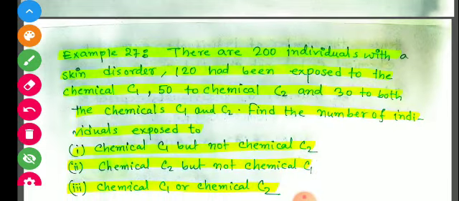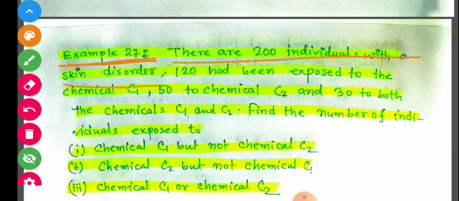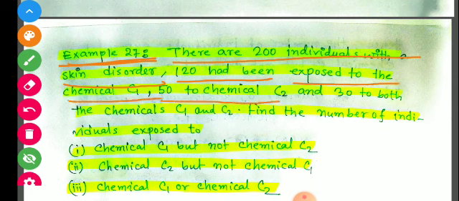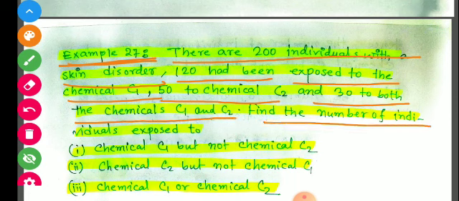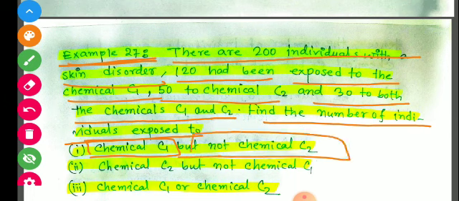Example 27. There are 200 individuals with a skin disorder. 120 had been exposed to the chemical C1, 50 to chemical C2, and 30 to both chemical C1 and C2. Find the number of individuals exposed to chemical C1 but not to chemical C2.